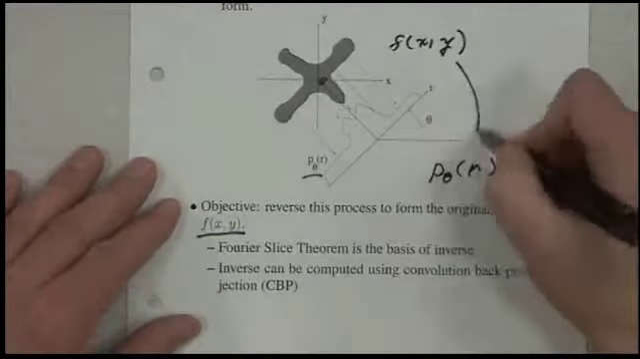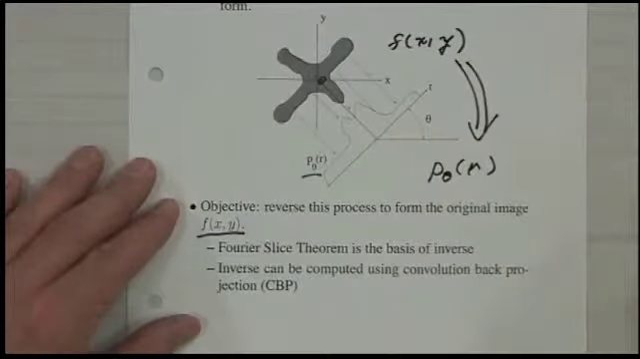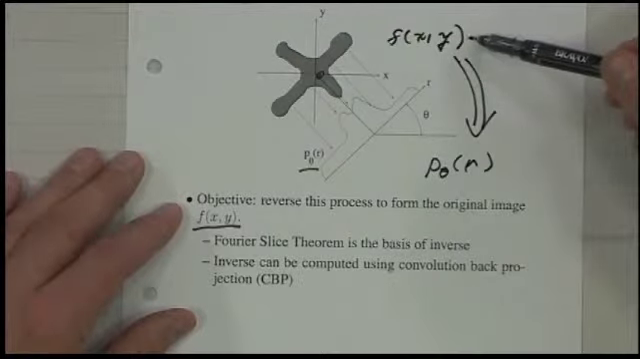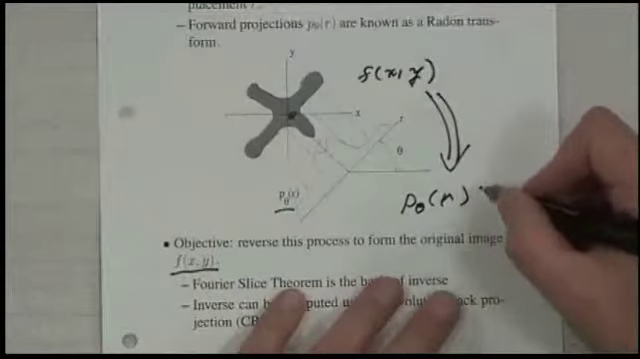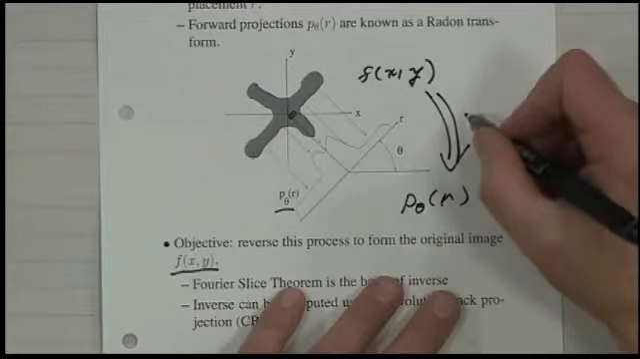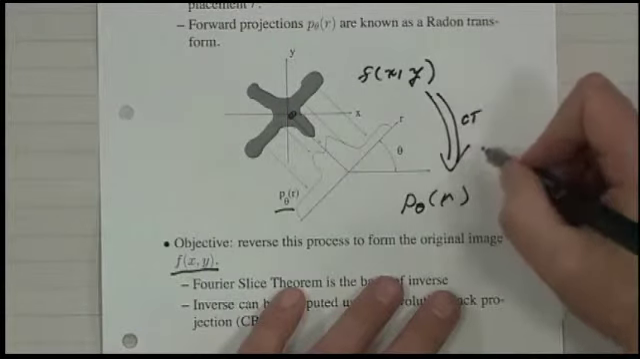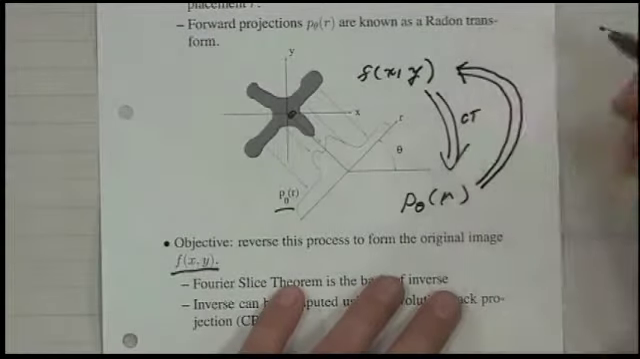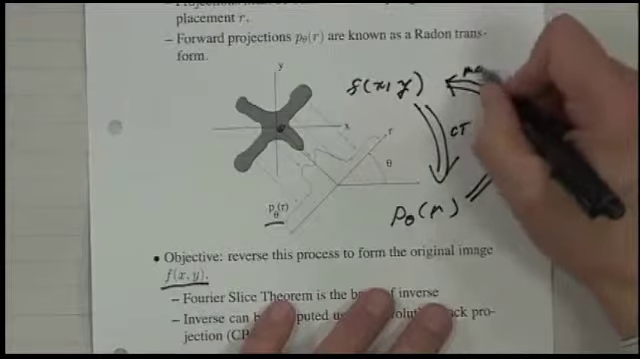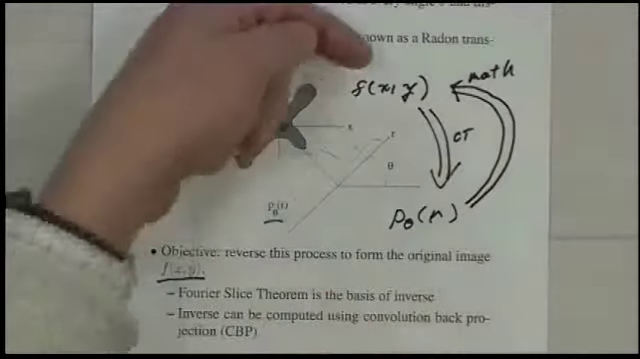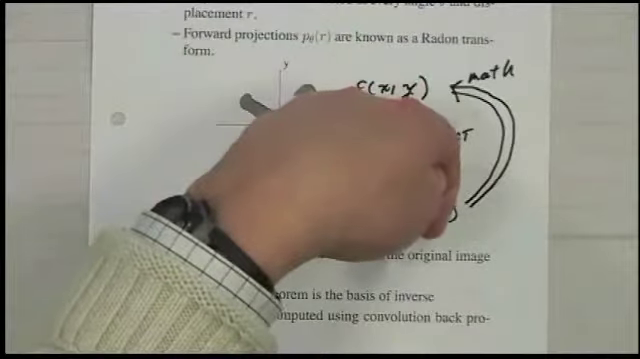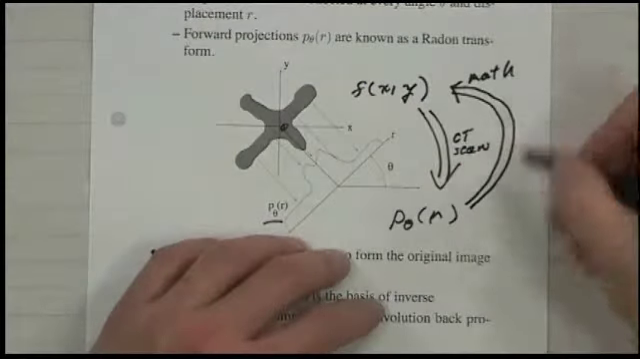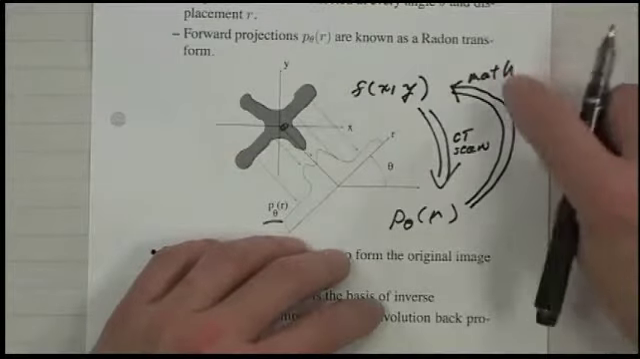The actual tomographic instrument makes measurements of P of theta r from f of xy. So this is the physical world, our CT scanner, and then from this we want to go back and get f of xy. So this has to be mathematics. In this direction is the CT scanner, this is the scan, and this is the math reconstruction. So this is computed.